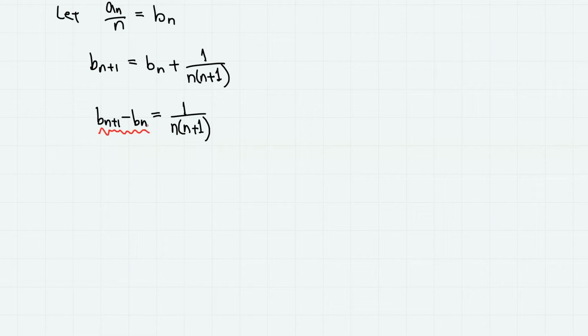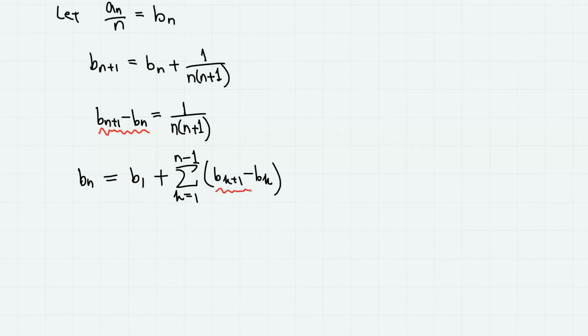Now, knowing the difference bn plus 1 minus bn, we can calculate the exact expression for bn by using the fact that bn is given as b1, the first term of the sequence bn, plus adding up these differences from k equals 1 to k equals n minus 1. When using this method, you should keep in mind that this part must be n minus 1. We only add n minus 1 terms here.